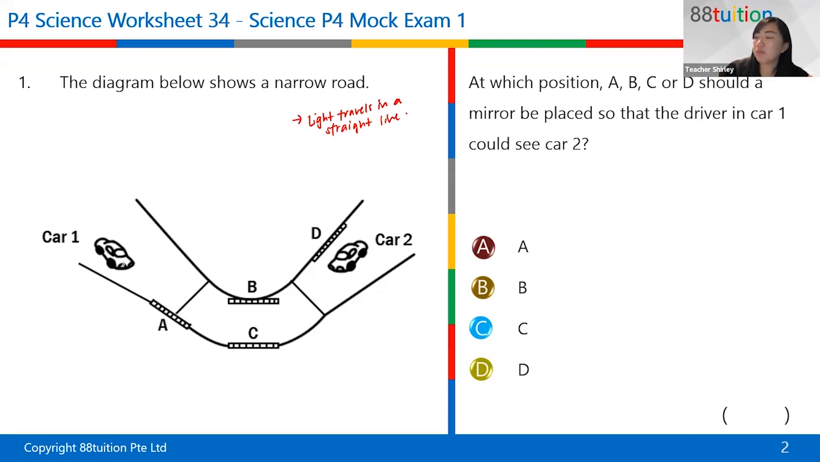The concept is that light travels in a straight line on this road. So in this case, for it to be straight, it cannot be curved, right? So it has to be like that. Therefore, the mirror should be placed at C. Does any of you have a different answer? All of you have gotten C as your answer? Yes? Okay, so at which position should the mirror be placed? Is it definitely at C? Because then the light can be reflected. Okay, so that's C.